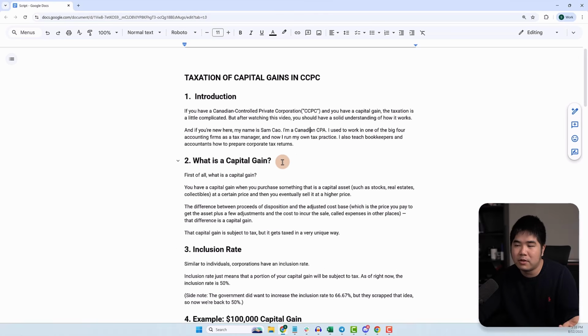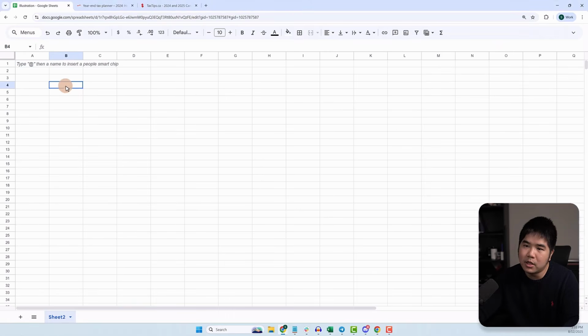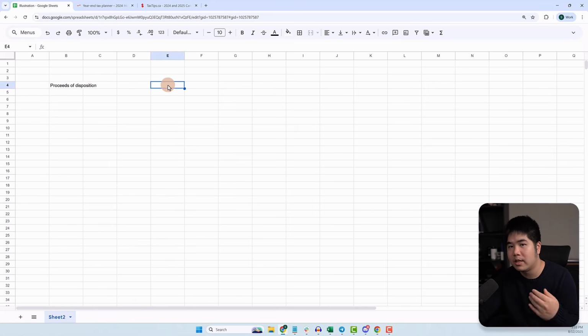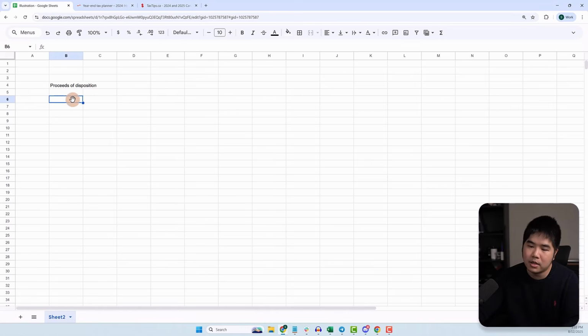So let's start with a definition of a capital gain. You have a capital gain when you purchase something that is a capital asset, such as stocks, real estate, collectibles, at a certain price, and then you eventually sell it at a higher price. So let's go here. There are a few things that we need to know about proceeds of disposition. This is the price that we're selling our asset for, then less adjusted cost base, and then less expenses and outlays.